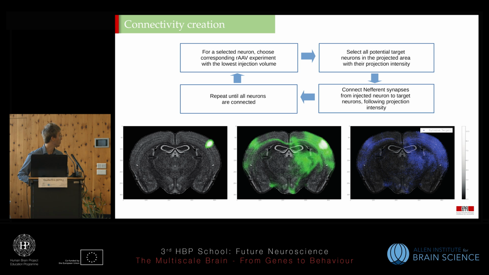And maybe the last thing that's important here is that usually long-range connections are mostly excitatory. And so for this, we only create outgoing synapses for the excitatory neurons. So the inhibitory neurons at this point are not connected.